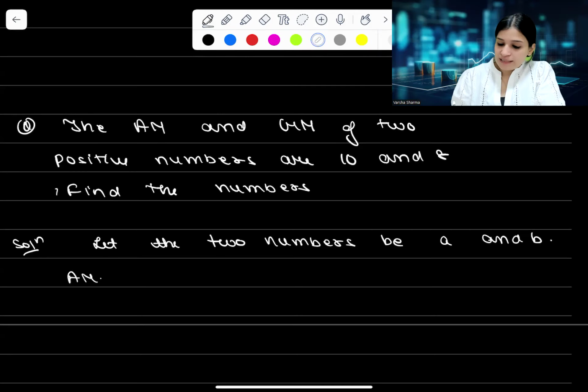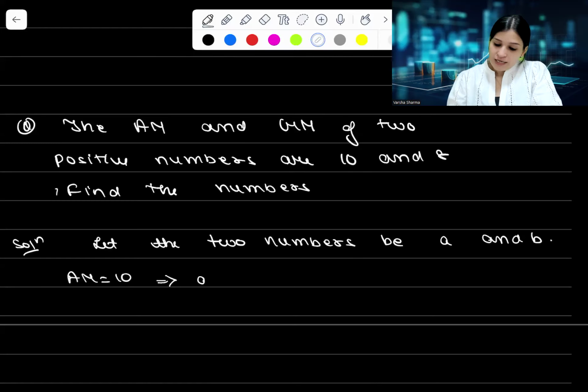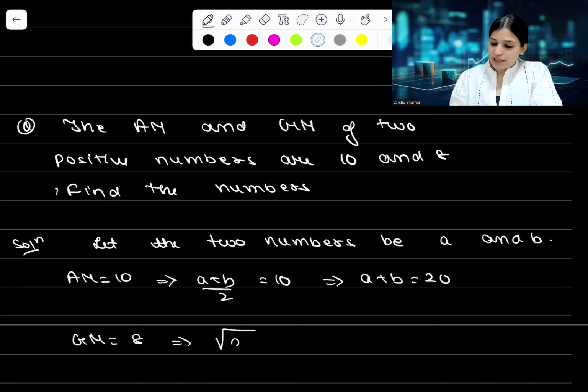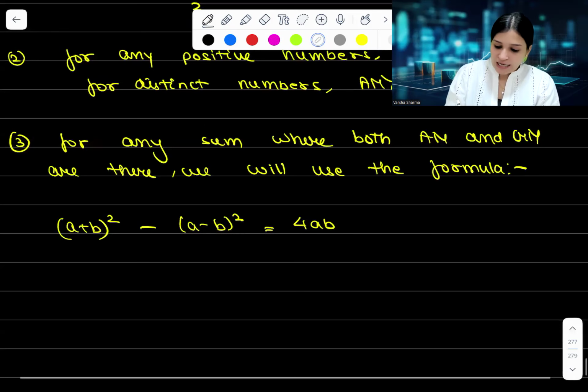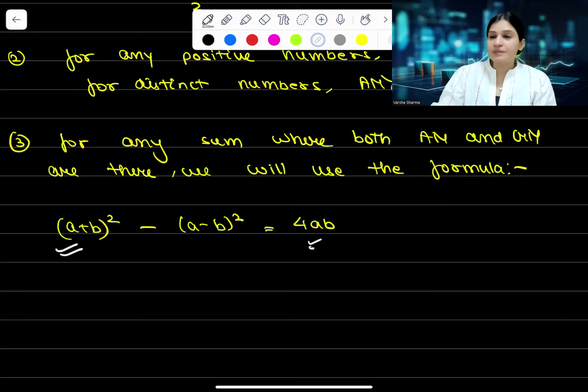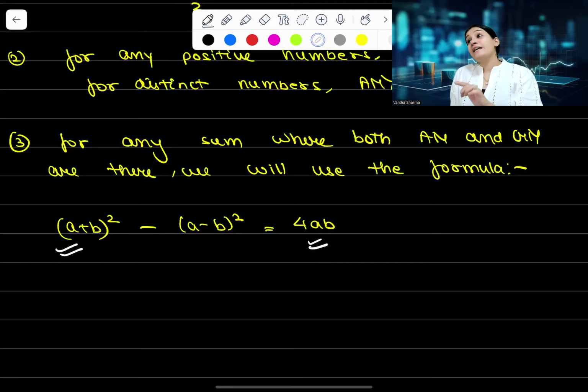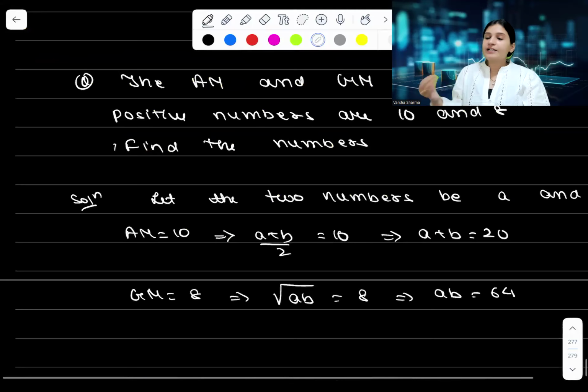Now, arithmetic mean is 10. That means (A plus B) by 2 is 10. So from here, A plus B would be 20. Geometric mean is 8. So under root AB is 8. Squaring both sides, AB would be 64. Yes. So we have A plus B, we have AB. So in this formula, I have A plus B, I have AB. Use this formula and find A minus B first. We require it or not, I don't care.